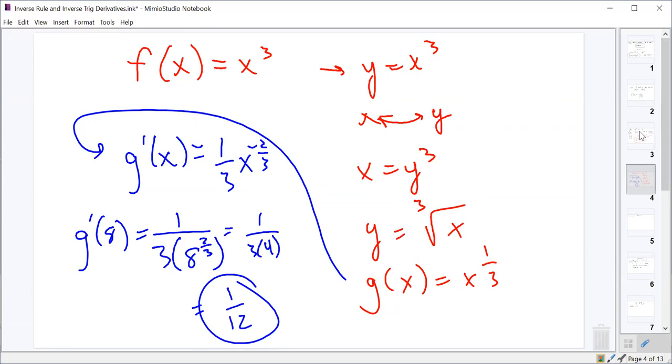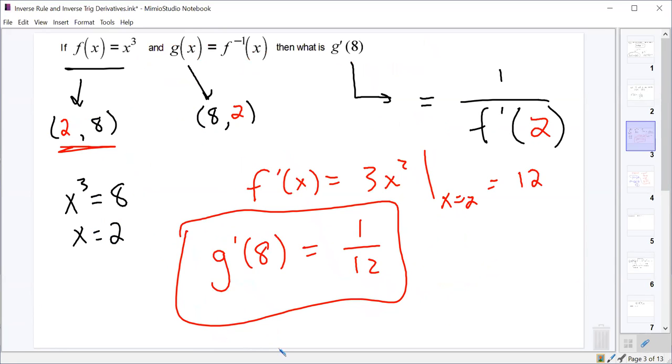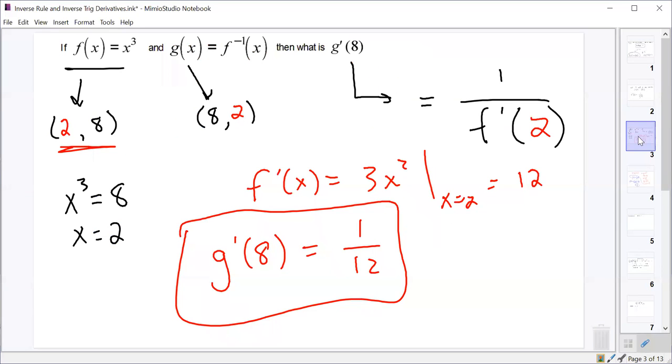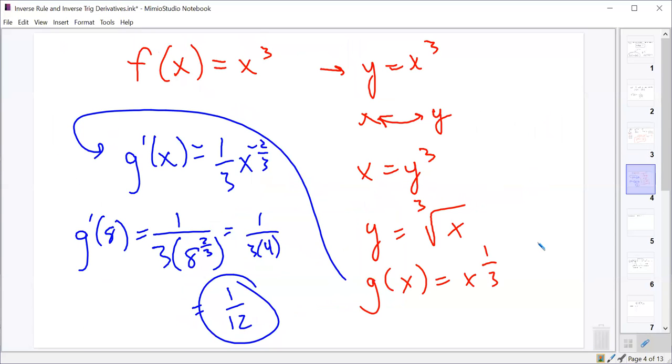It may not have been any easier to do it this way, and I don't care which way you do it, but there will certainly be functions where you have to use the rule, where you won't be able to explicitly find the inverse. So in this particular problem, either way would be okay. But make sure you know and understand the rule so that you can apply it in situations where you can't just find the inverse of it. Any questions on that?